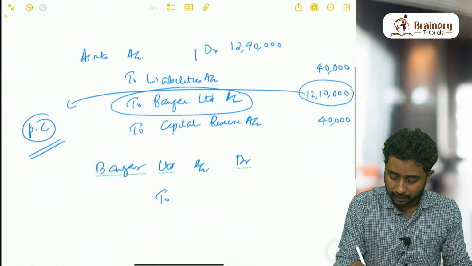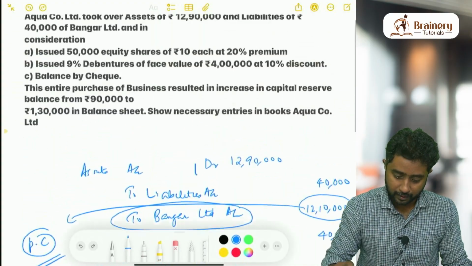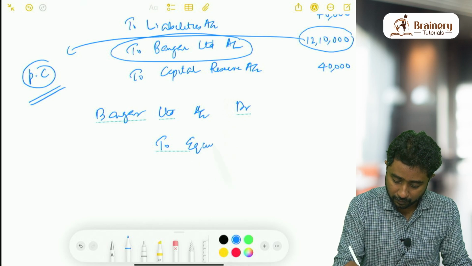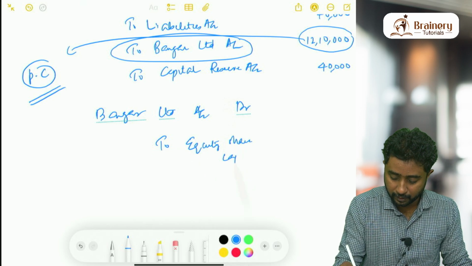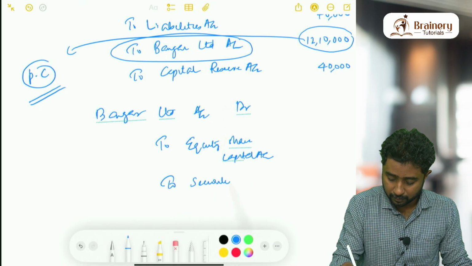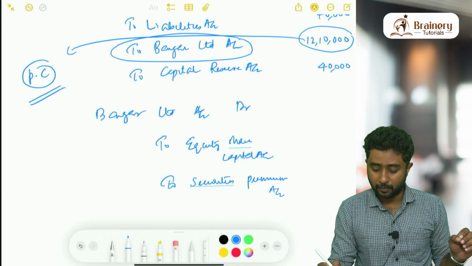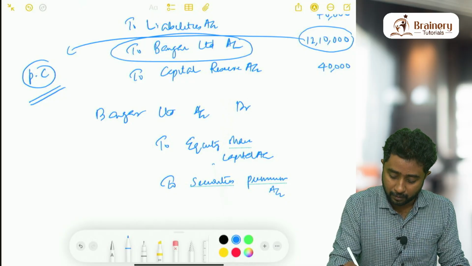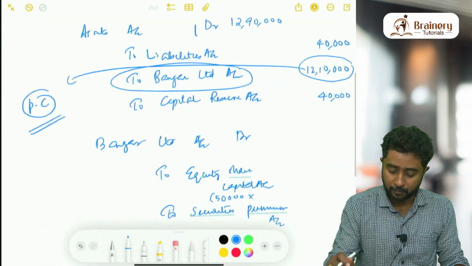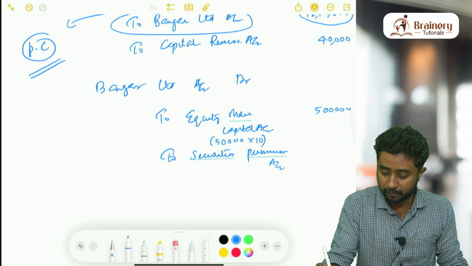So obviously, when you are seeing 50,000 equity shares clearly given in the question, we will be writing to equity share capital account, to securities premium account. Now equity share capital account, how much amount should go? 50,000 is the number of shares, face value will go to the share capital. Face value is how much? 10. That means 50,000 into 10, 5 lakhs.